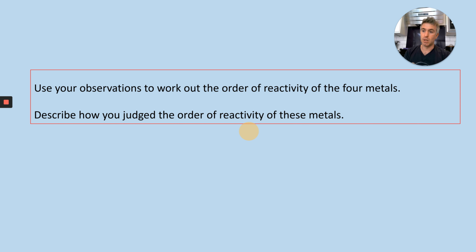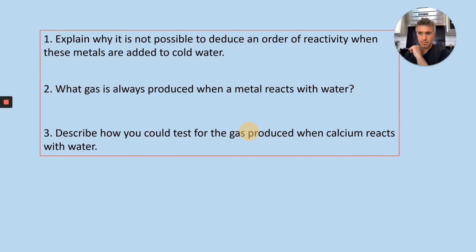I've just done that. So use your observation to work out the order of reactivity of the four metals and describe how you judge them. So you don't have to worry. Okay. Explain. So these are the questions you're going to need to answer in your book. So write them down in the book and don't forget to send a photo to your teacher via email at the end.